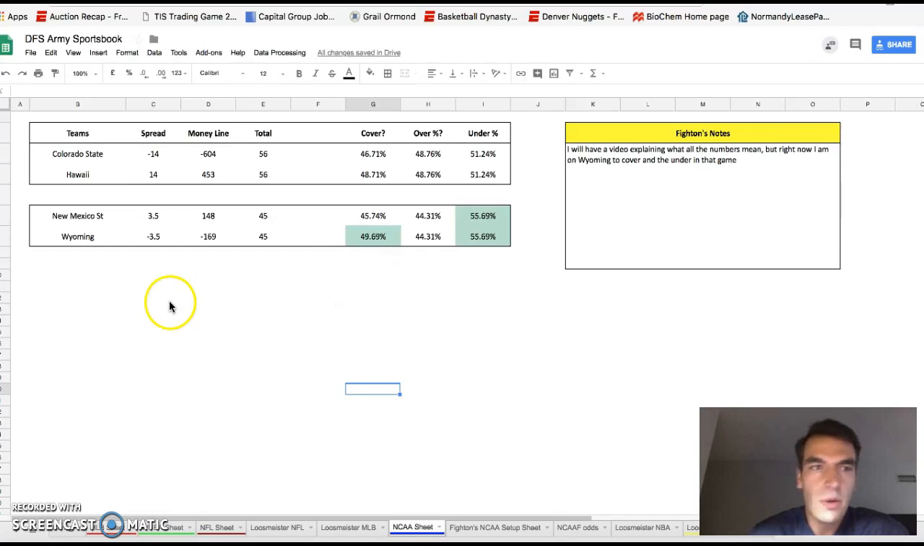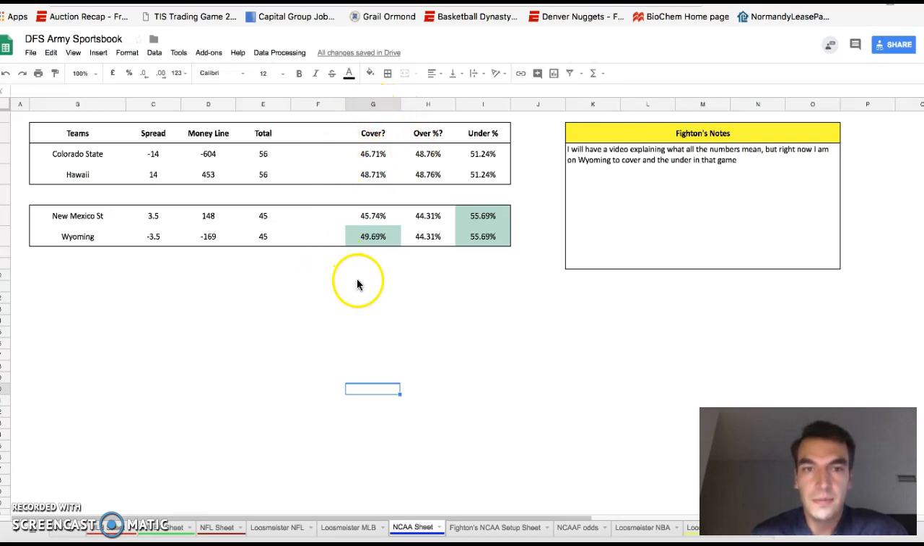So first off, what you can see here is we have the teams. For this weekend slate, we only have two games. We have Colorado State versus Hawaii, and we have New Mexico State versus Wyoming. And then over here, we have the Vegas spread, we have the money line, and we have the total. For most slates, what you're going to see is about 50 of these games. Don't worry, we're going to make it easy for you to read, make it easy for you to get the plays.